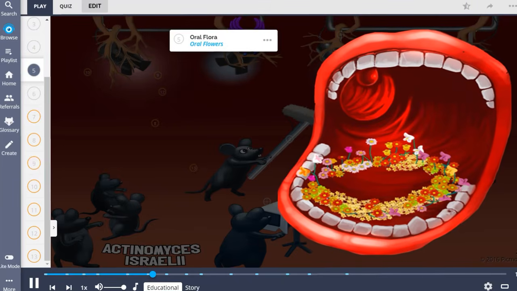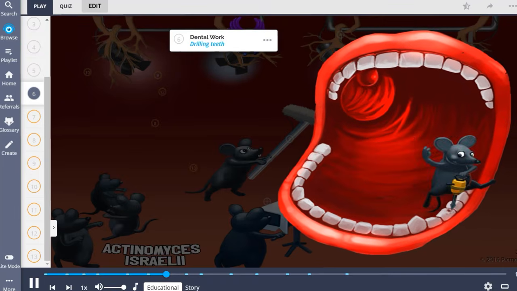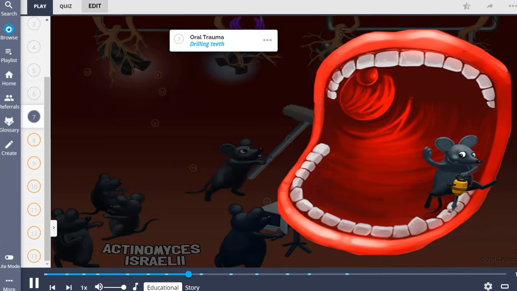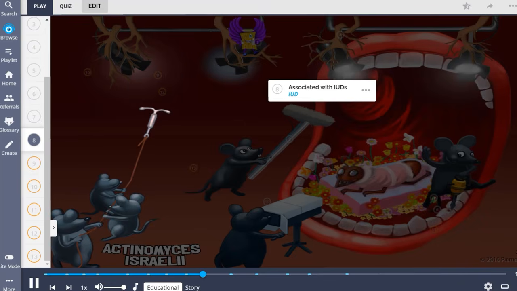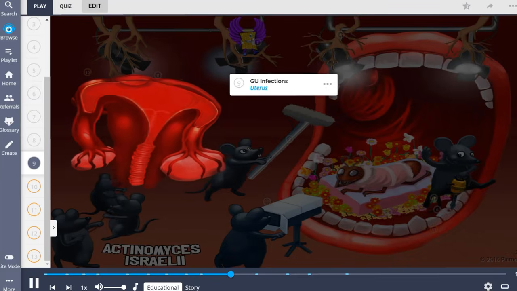Actinomyces is a normal flora of the oral cavity, illustrated by the oral flowers, and because of this, these bacteria can cause infections during dental work, the mice drilling the teeth, or during oral trauma, which is also represented by the drilling of the teeth. Additionally, these bacteria are associated with the use of IUDs, or intrauterine devices, shown literally as the IUD in the image. As a consequence, Actinomyces israelii is associated with genitourinary infections, which is why we show the uterus.